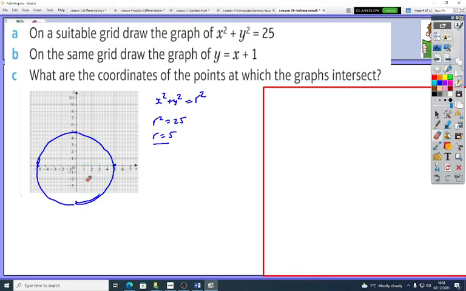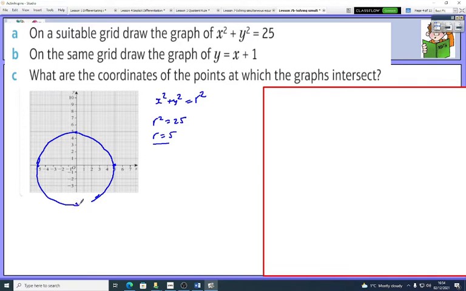Yeah, looks a bit better. Right, okay, let me just put that on there. So that's your circle done, so that one's done. Now on the same grid, plot this graph.